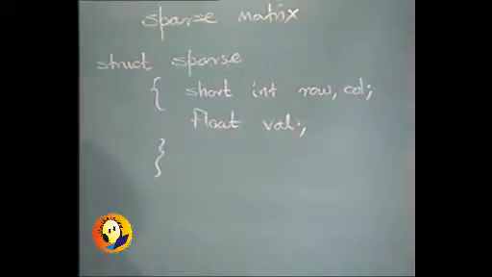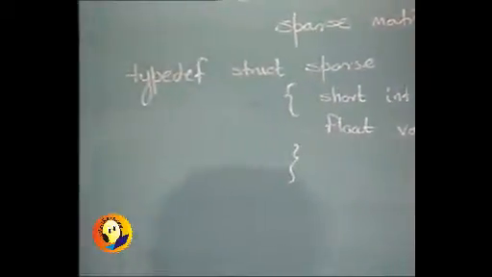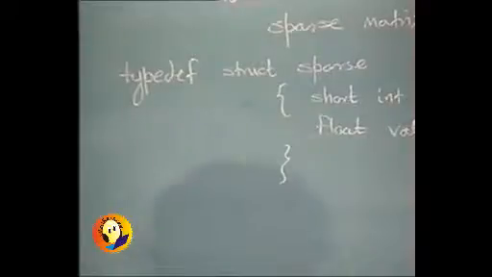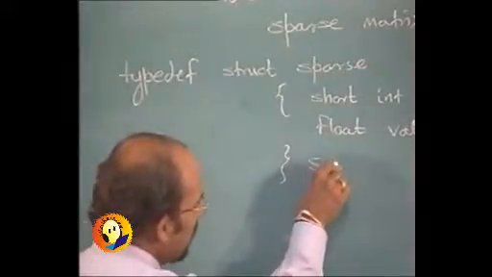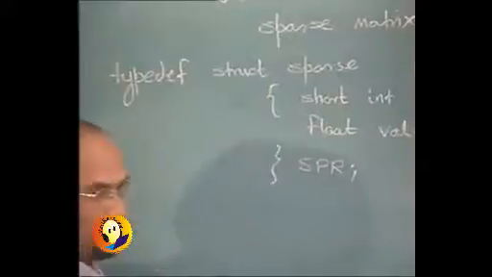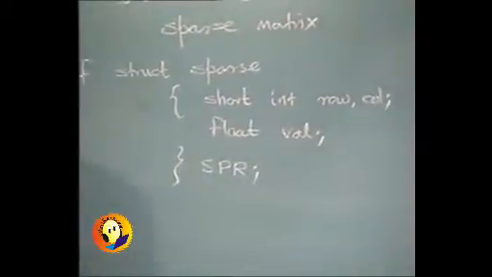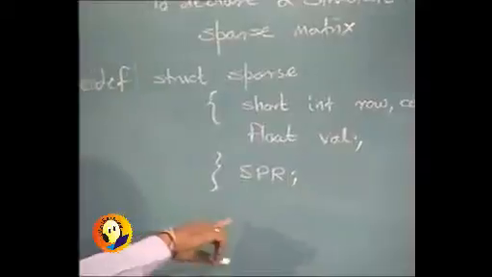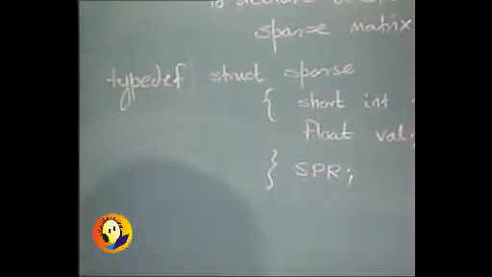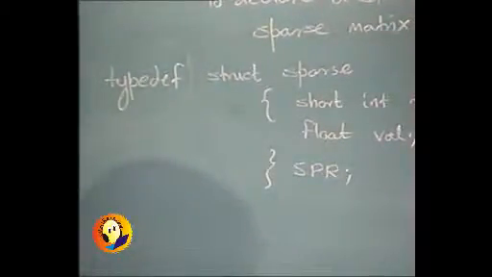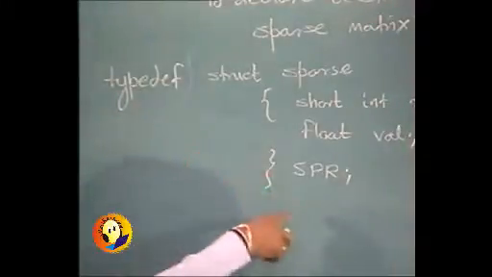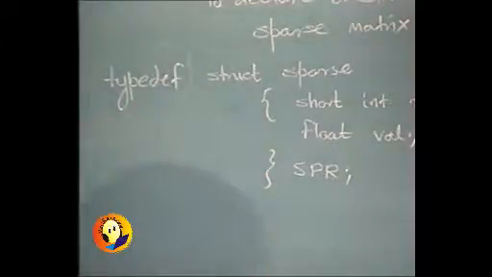There is one more keyword, typedef, which will allow us to declare a new type name, which I am going to declare as capital SPR. So here SPR is not a variable. If this word is missed, then SPR will be an identifier of struct sparse type. Whereas if you use typedef, it becomes a new type, and this type can be freely used as we use the other data types like int, float, char, etc.